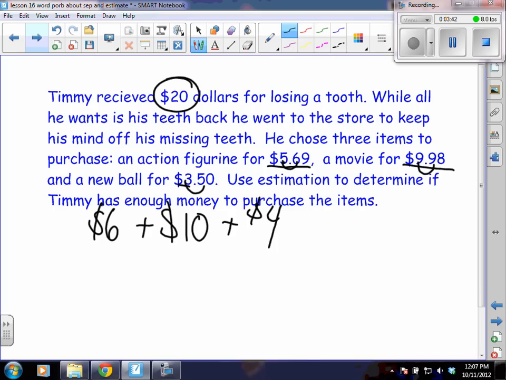And so then we can add these 3 numbers together, and it equals $20. And so the question asked, if Timmy has $20 and our estimated price is $20, does he have enough money? And of course the answer would be yes, as long as we don't take into account tax. But we're not going to. Moving on.